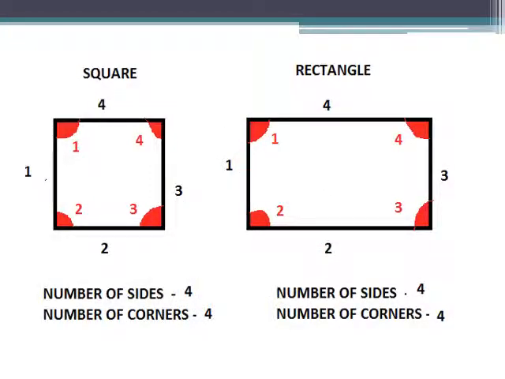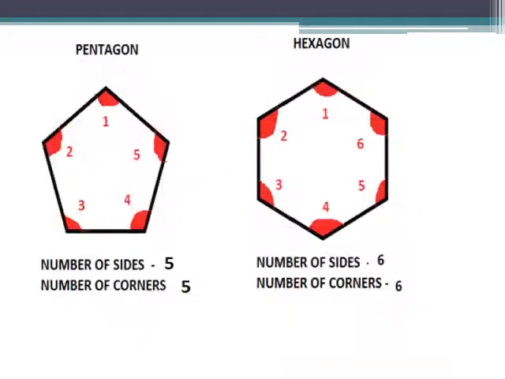Here we have pictures of a square and a rectangle. Both square and rectangle have 4 sides and 4 corners. But in a square, all the 4 sides are of equal length, whereas in a rectangle, opposite sides are of equal length. Pentagon and hexagon are also closed shapes. Pentagon has 5 sides and 5 corners, and hexagon has 6 sides and 6 corners.